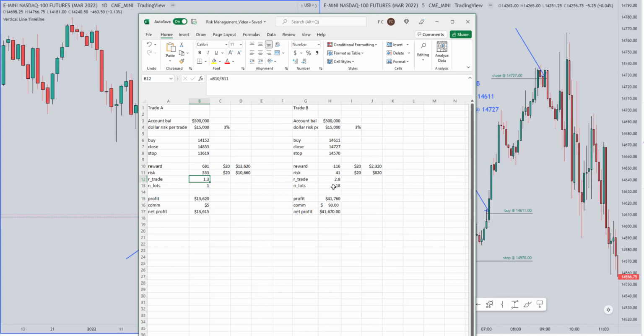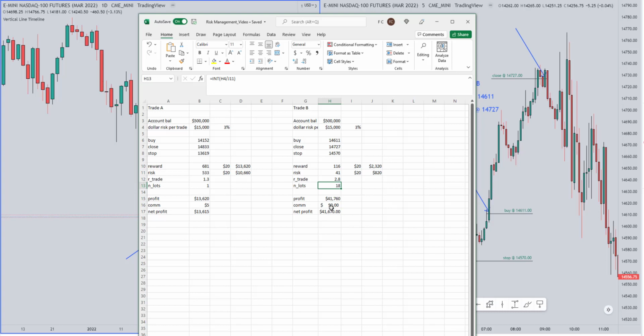And then the second one, in terms of lots, well, if they've got $15,000 to play with, and one lot is worth $820, then they're allowed 18 and a bit lots, which rounds down to 18 lots. Okay, so in essence, with the same 3% going into the trade, the one on the right makes more money.